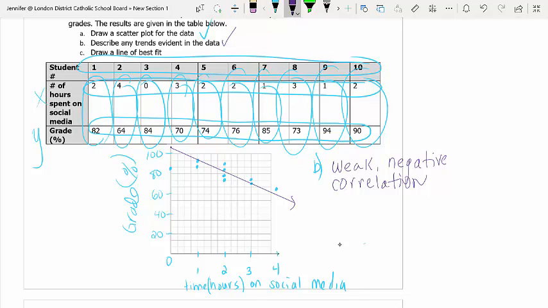Okay, and it's important that when you're drawing your line of best fit, you extend it through the entire graph. So I started my line of best fit here, and I ended it way at the end. Okay, never cut it short.